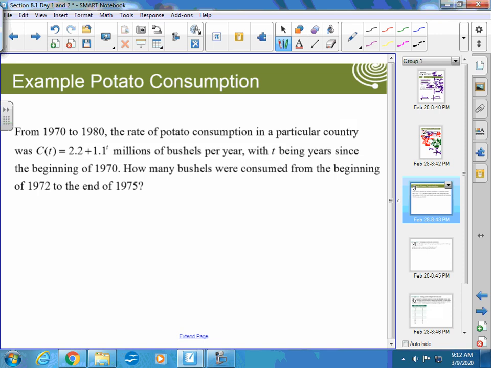Potato, I told you there's a potato problem. Potato consumption. From 1970 to 1980, the rate of potato consumption in a particular country was C of T equals 2.2 plus 1.1 to the T millions of bushels per year.